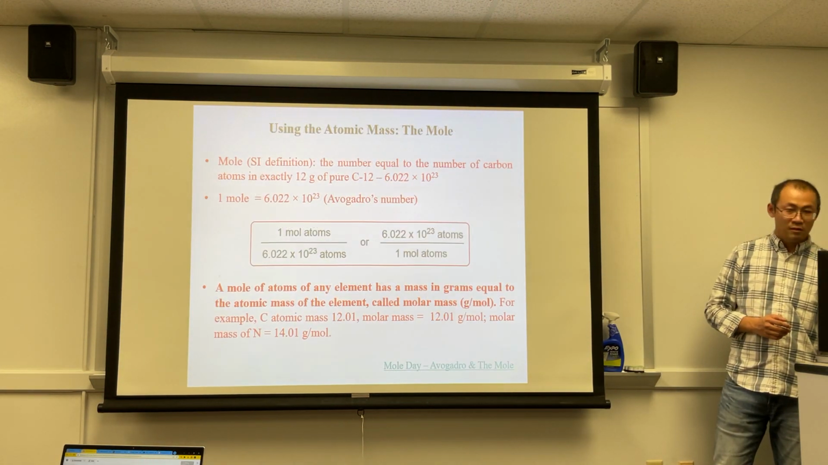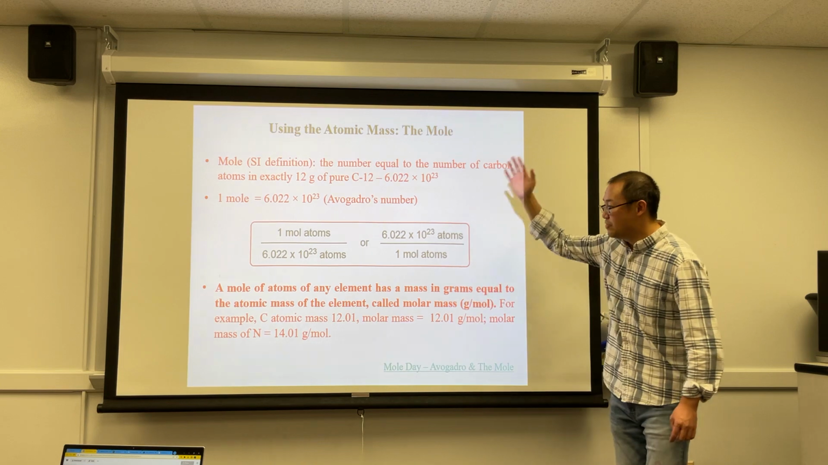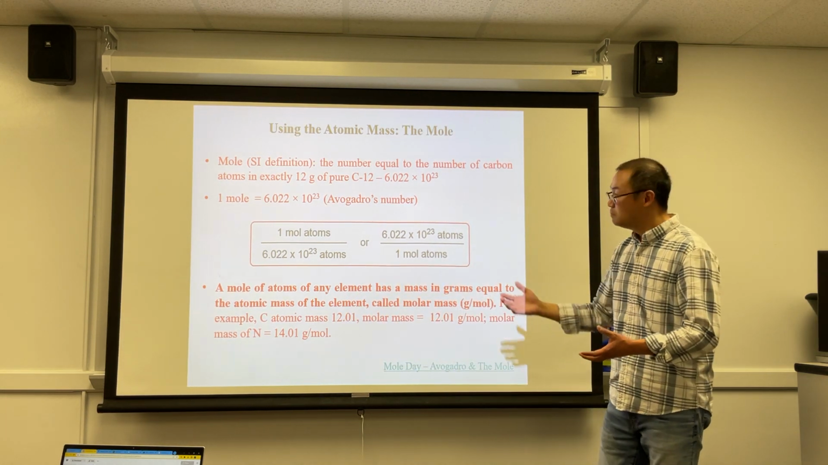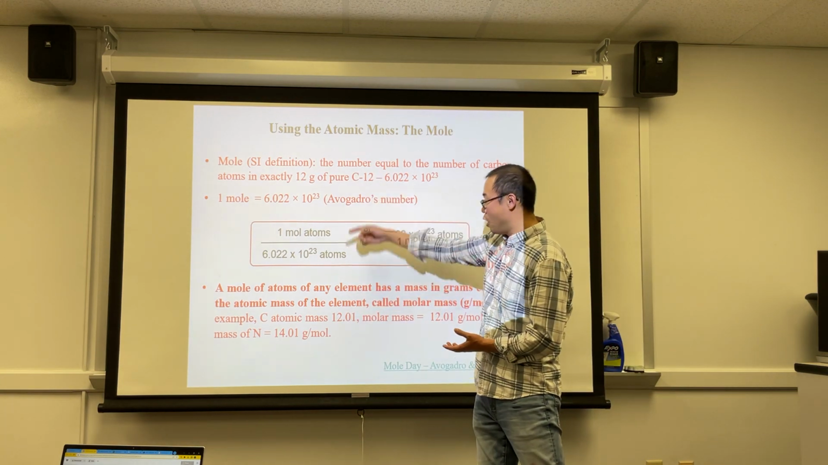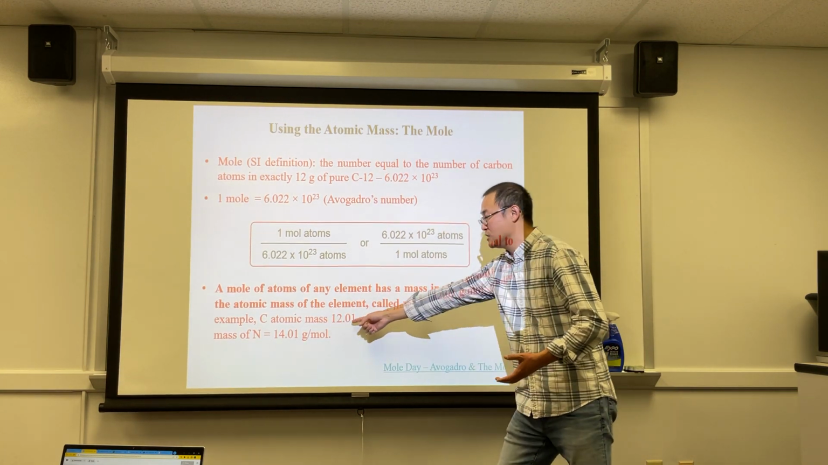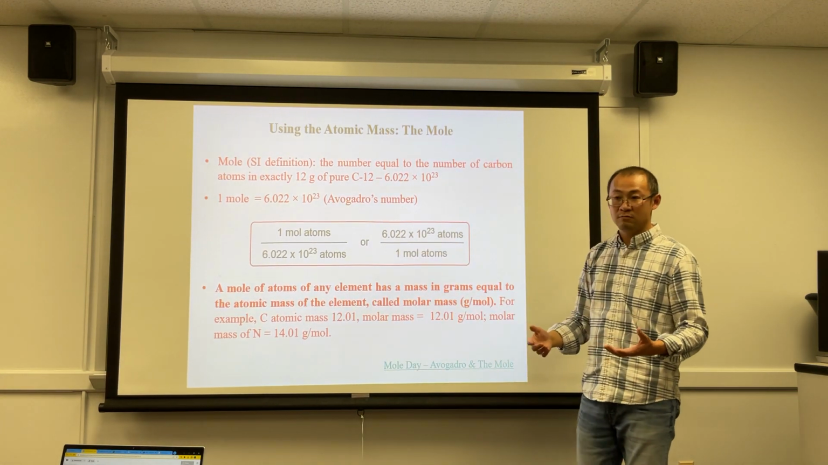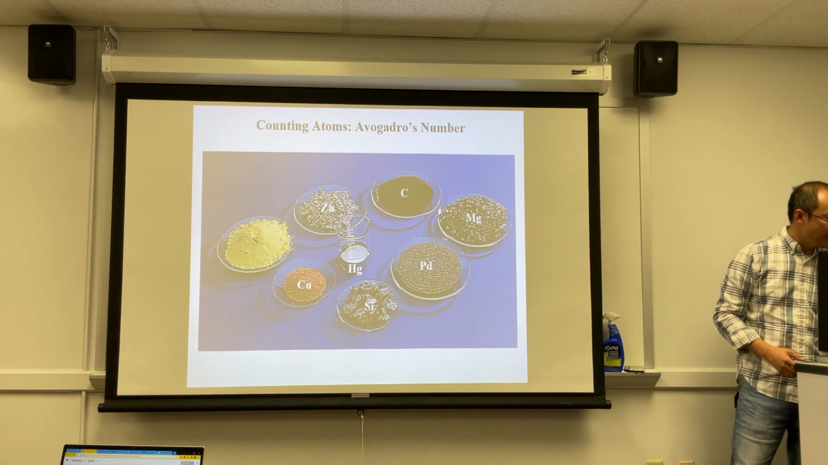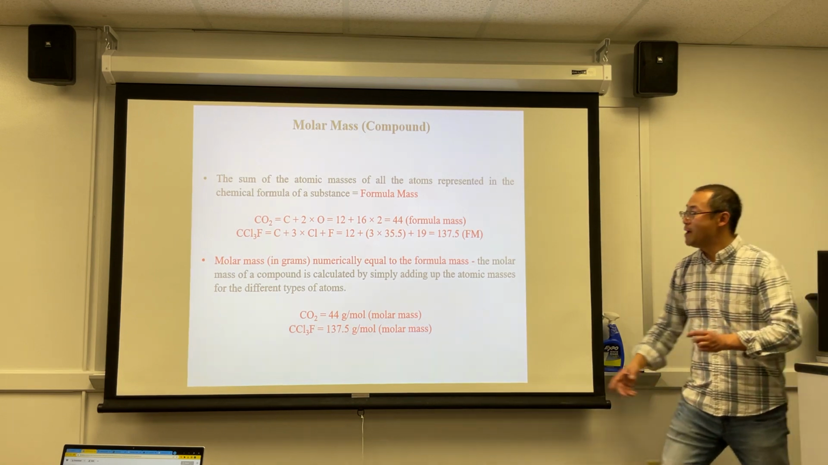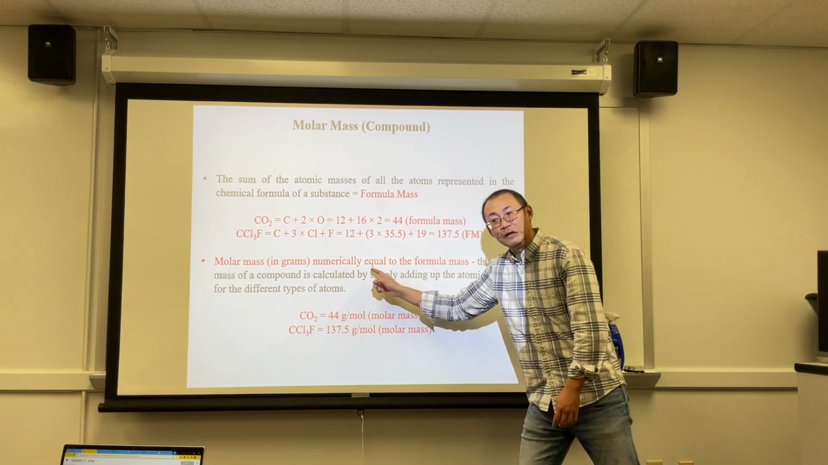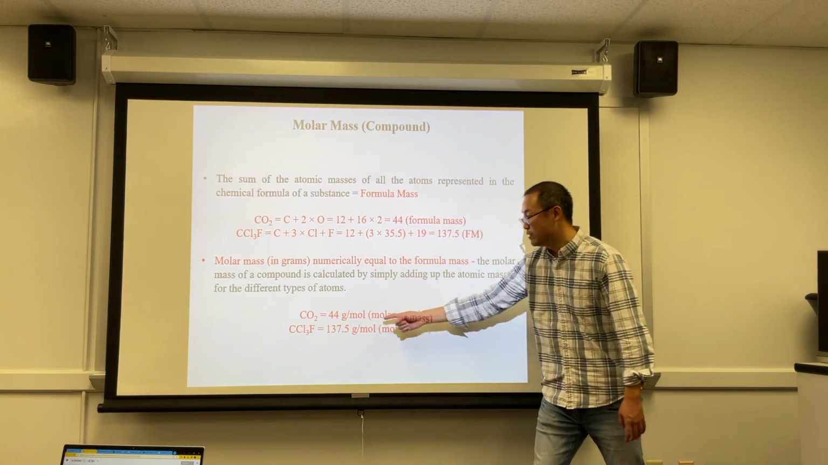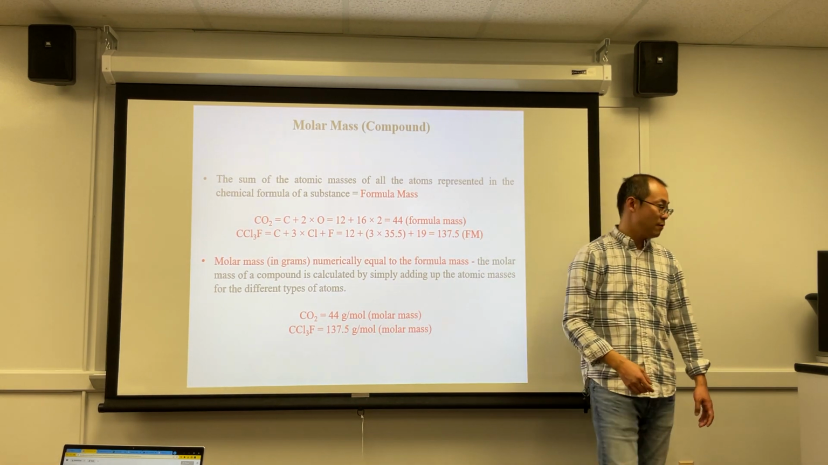Again, very important, those two. For atoms, the atomic mass and the molar mass are numerically equal. Atomic mass of carbon is 12.01, then molar mass is 12.01 grams. For molecules, the formula mass and the molar mass are numerically equal, but formula mass has no unit. Molar mass unit is grams per mole.